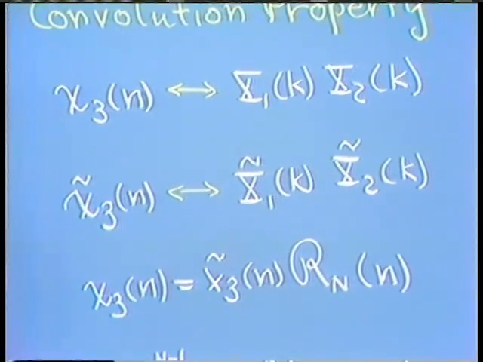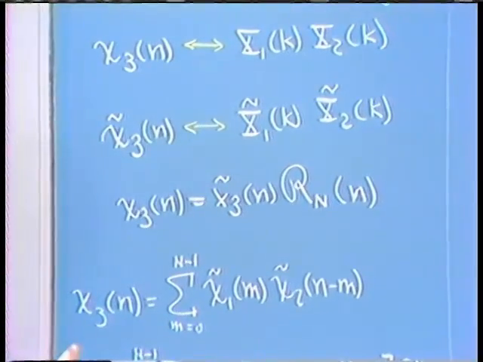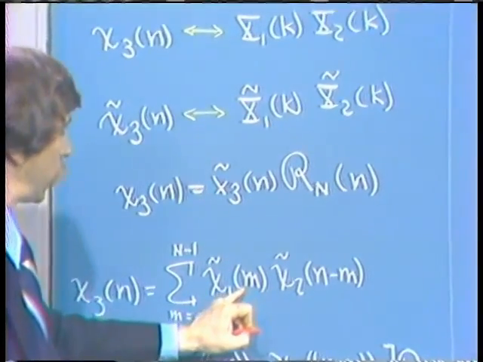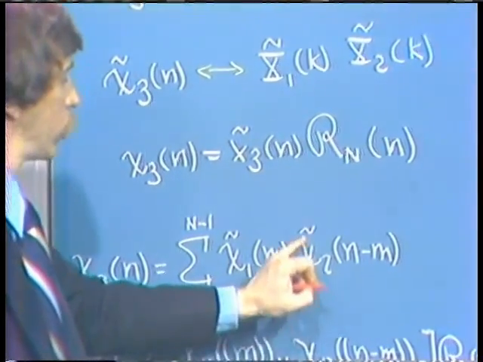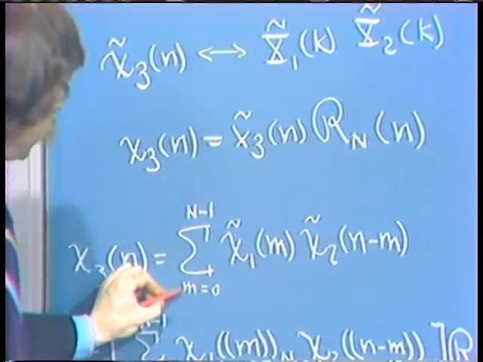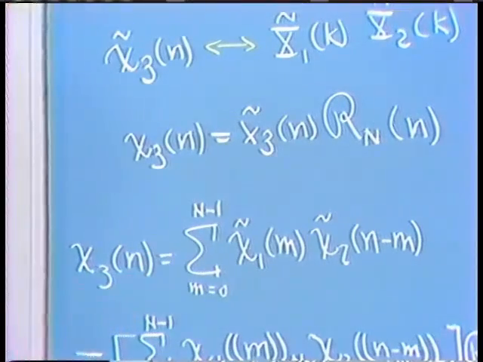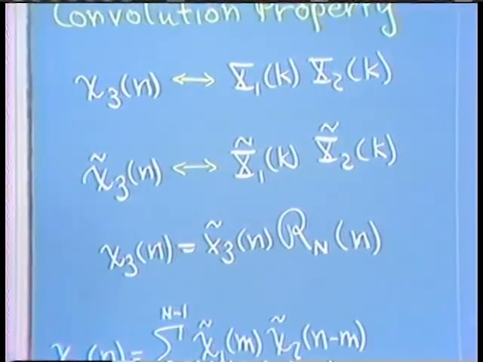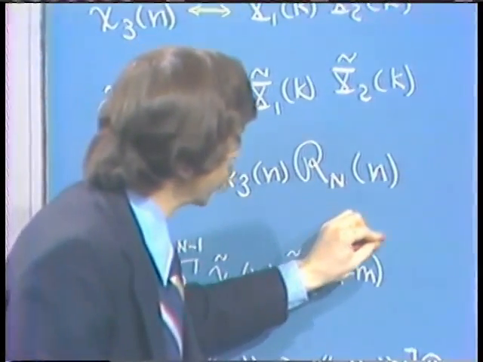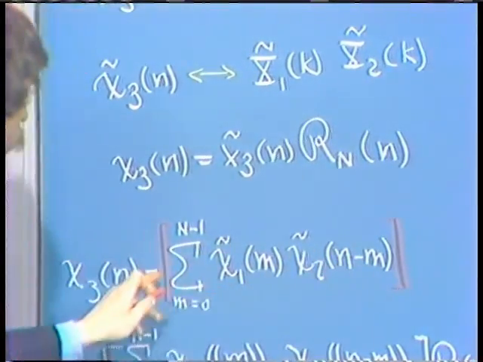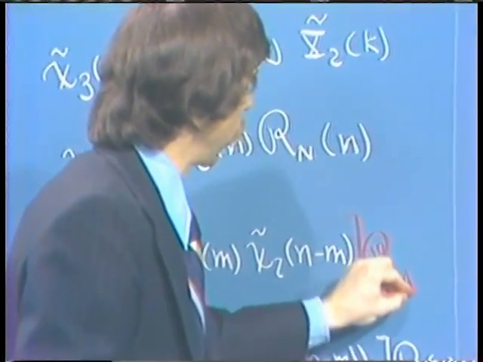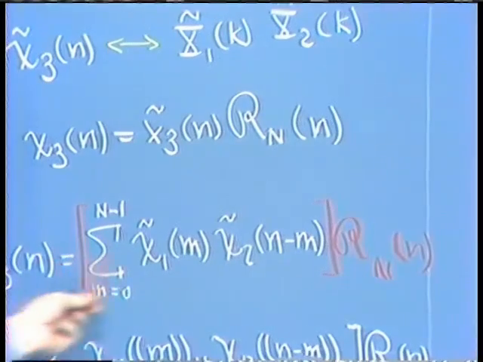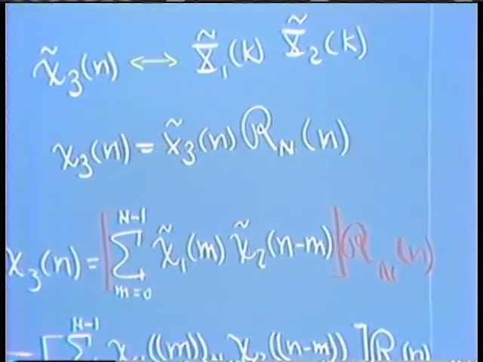Well, we know how to form, from the last lecture, the convolution that corresponds to multiplying the discrete Fourier series together. And that convolution was the periodic sequences x1 tilde of m and x2 tilde of n minus m, summed over one period, that is, from m equals 0 to capital N minus 1. Well, the finite length sequence, x3 of n, that corresponds to the product of these two discrete Fourier transforms, corresponds then to extracting a single period from this periodic sequence. In other words, multiplying this by r sub capital N of n. So this then is the kind of convolution that results from multiplying the discrete Fourier transforms together.